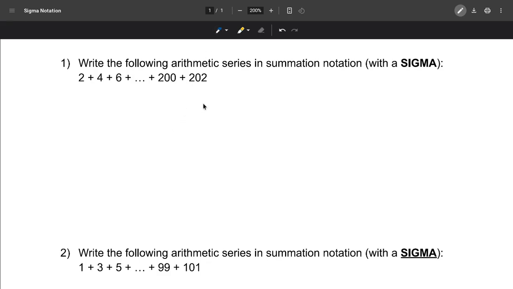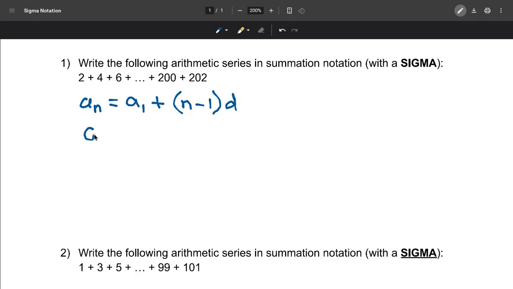So the first thing is we're going to write our explicit definition for the series. So we're going to say a sub n, the nth term there, equals the first term, a sub 1, plus the number of terms, n, minus 1 times the common difference, d. Now the difference d is the difference between terms. To get from 2 to 4, you add 2. So d is positive 2 here. Our first term is 2.